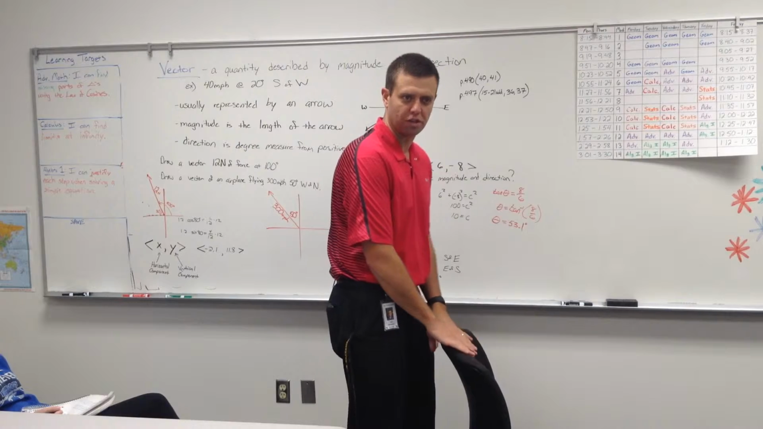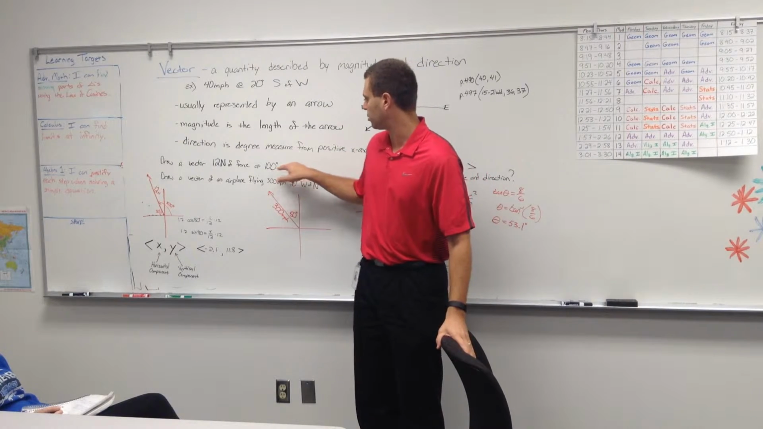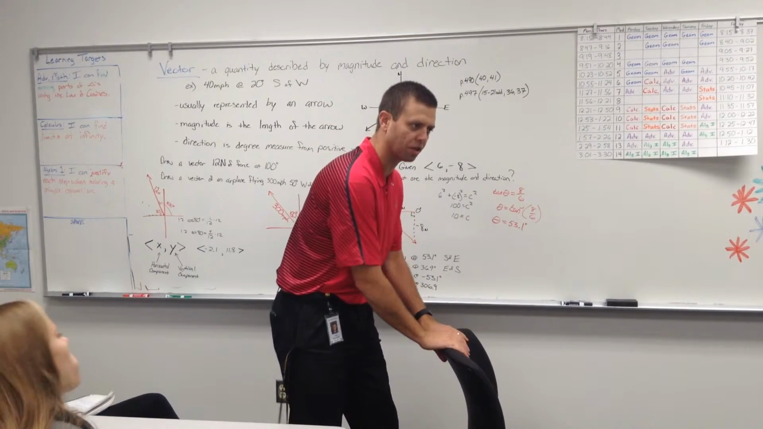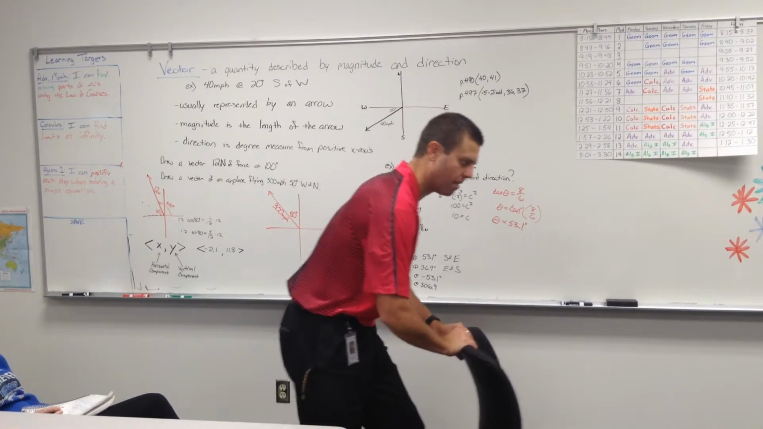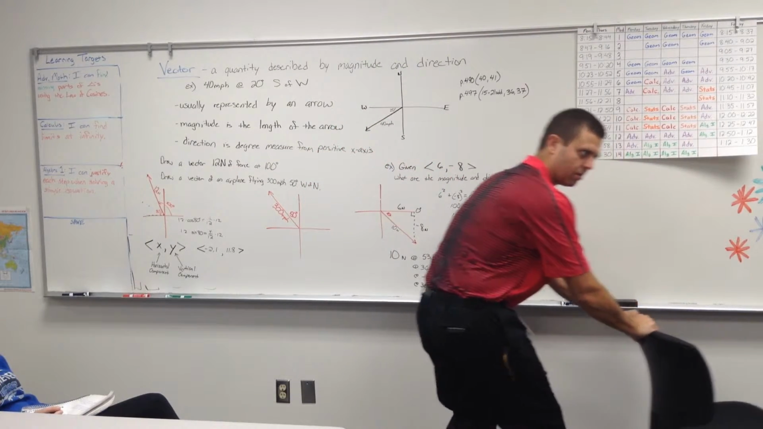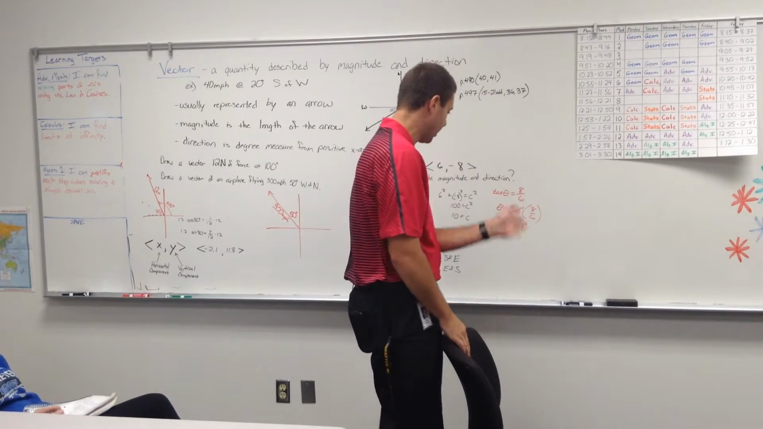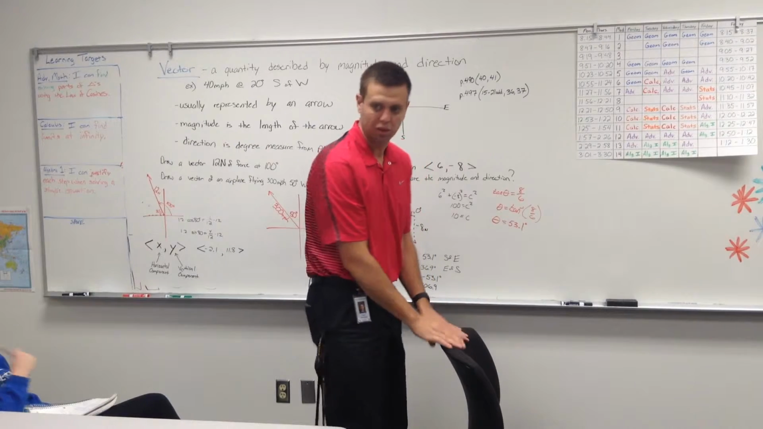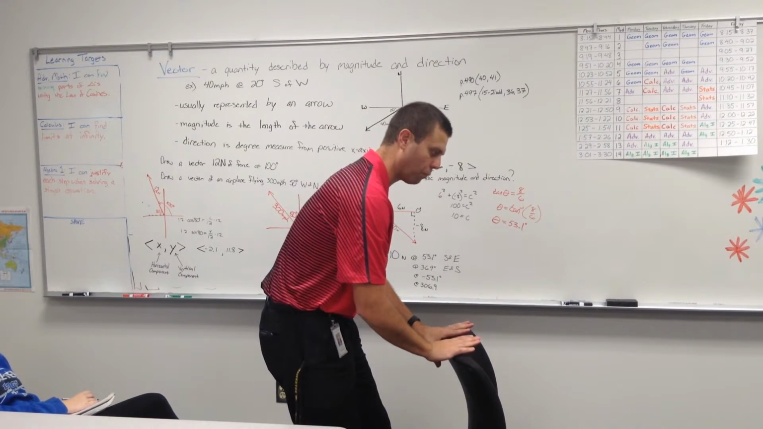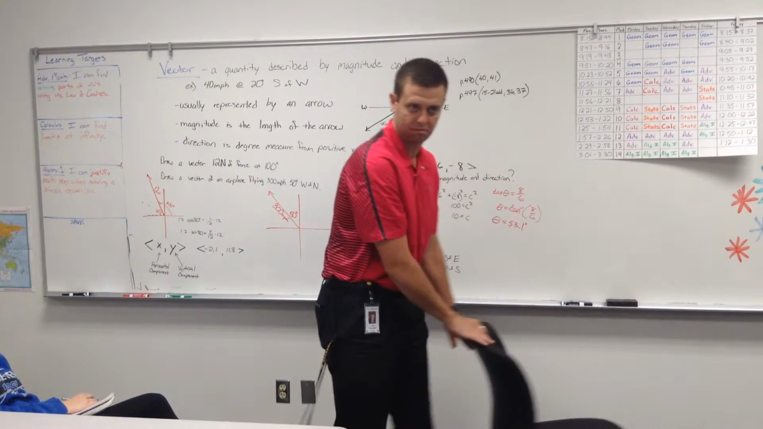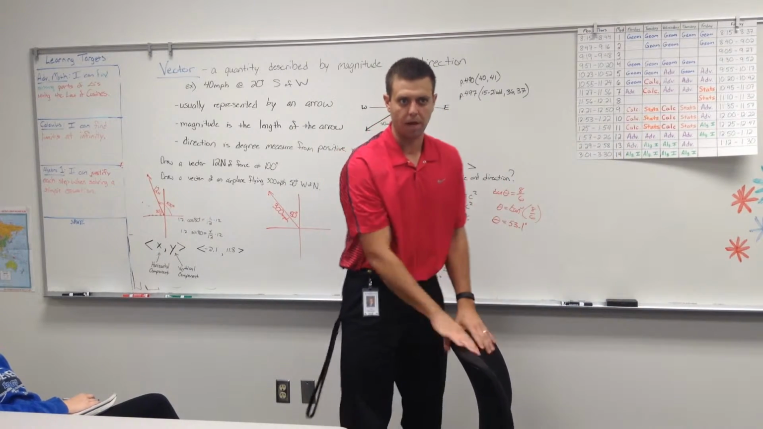So if I push on this chair at 100 degrees with a 12 Newton force, would you agree that the chair would probably move in that direction? Because 0 degrees is straight over here, 90 would be straight up this way, 180. So if I'm going to push on it with a 12 Newton force at 100 degrees, it would go that direction, just a little bit to the left of 90. Does that make sense?